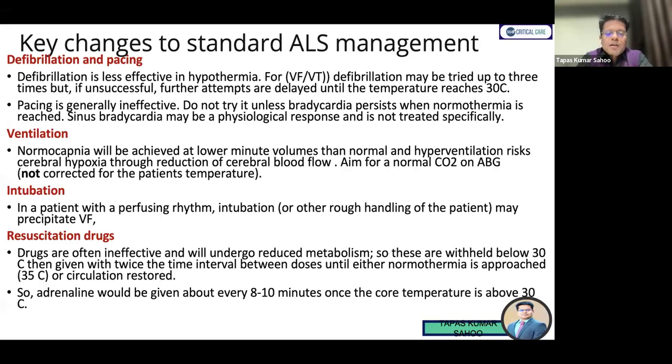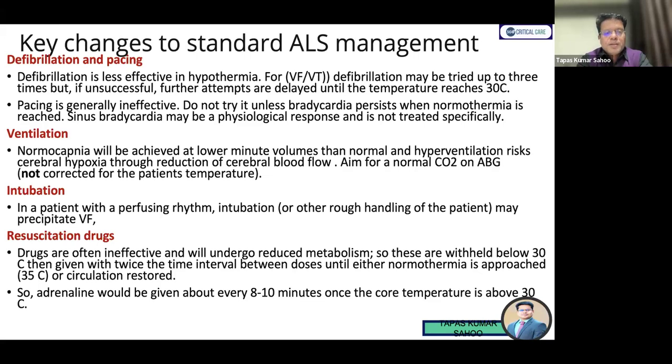Resuscitation drugs are often ineffective. That's the reason why hypothermia management is more important. You have to maintain and increase the temperature. That is the best drug that you can give. All the drugs should be withheld below 30 degrees centigrade. Then you have to give them at twice the time interval, because the metabolism takes a long time. So you have to wait before giving the second dose, until the temperature is 35 degrees or circulation is restored.